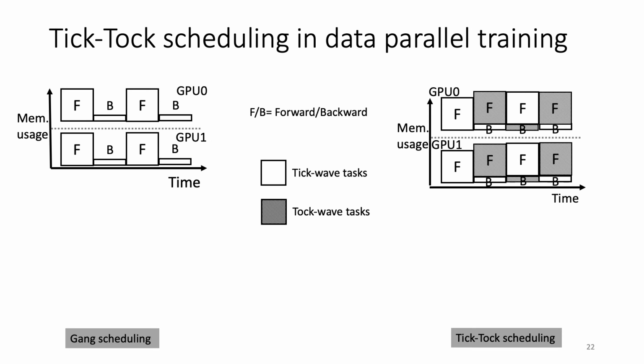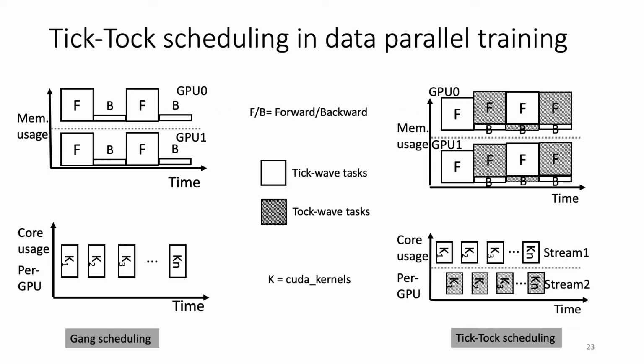So the abstraction of data parallel training using Tick-Tock scheduling is as follows. On the left figure, the capital F or B means forward and backward propagation, and this blank box means the tick-wave training tasks. On the right-hand figure, which is our Tick-Tock scheduling, we intentionally add some latency so that the injected tock-wave training task's forward propagation can happen during the original tick-wave training task's backward propagation.